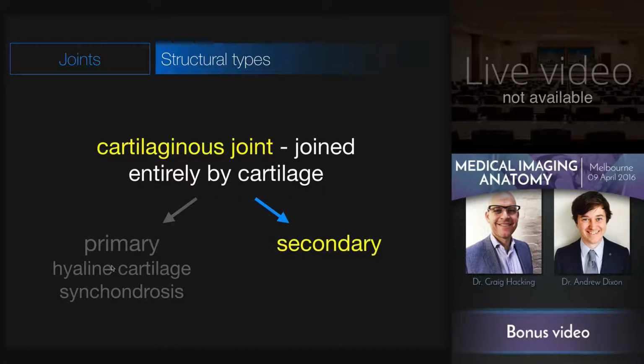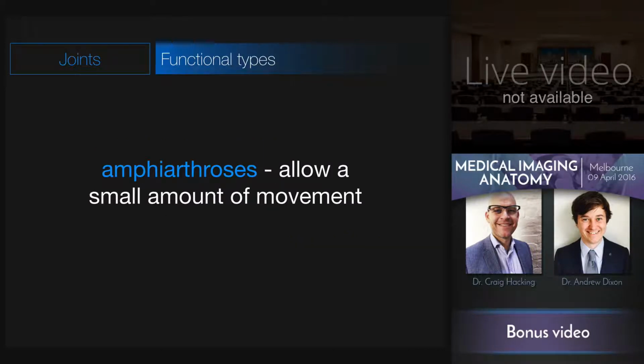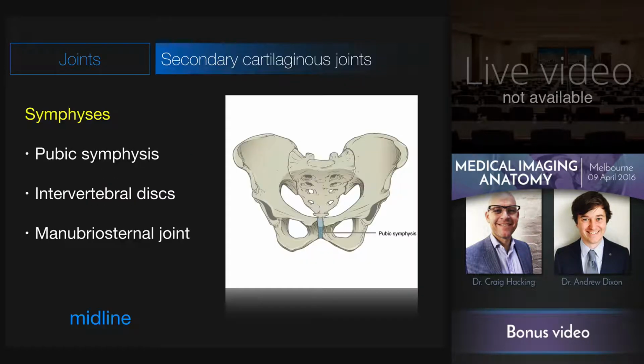So we've dealt with the primary cartilaginous joints. Now let's look at the secondary cartilaginous joints. And these ones are composed entirely of fibrocartilage and are termed symphyses. Now these joints, functionally speaking, are amphiarthroses in that they allow a very small amount of movement, but definitely do allow movement.